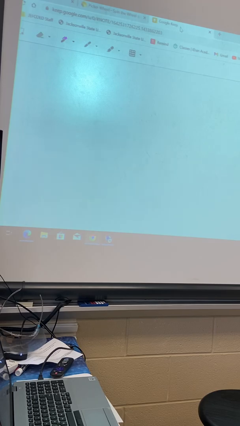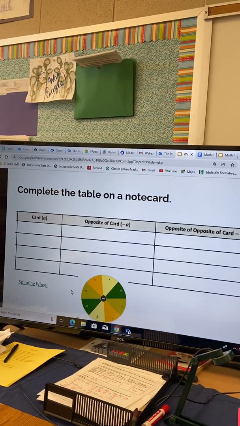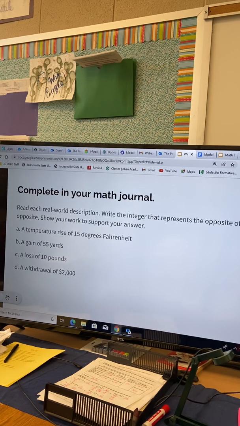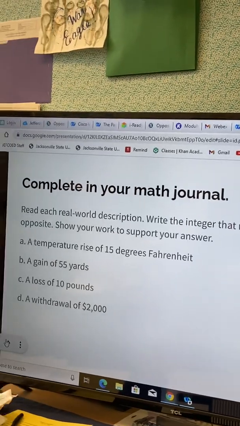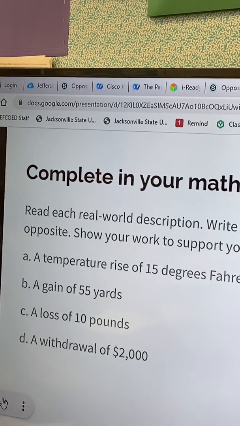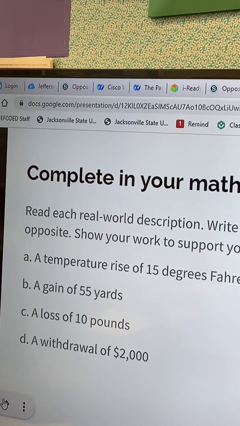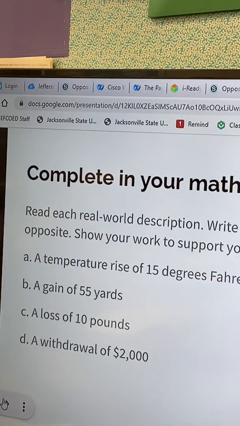Okay, we've got a few more questions to answer in our math journal. In your math journal, label A, B, C, D. All right, it says, read each real world description. Write the integer that represents, look what it says, the opposite of the opposite. It says show your work, but there's really no work to show. So we're writing the opposite of the opposite.